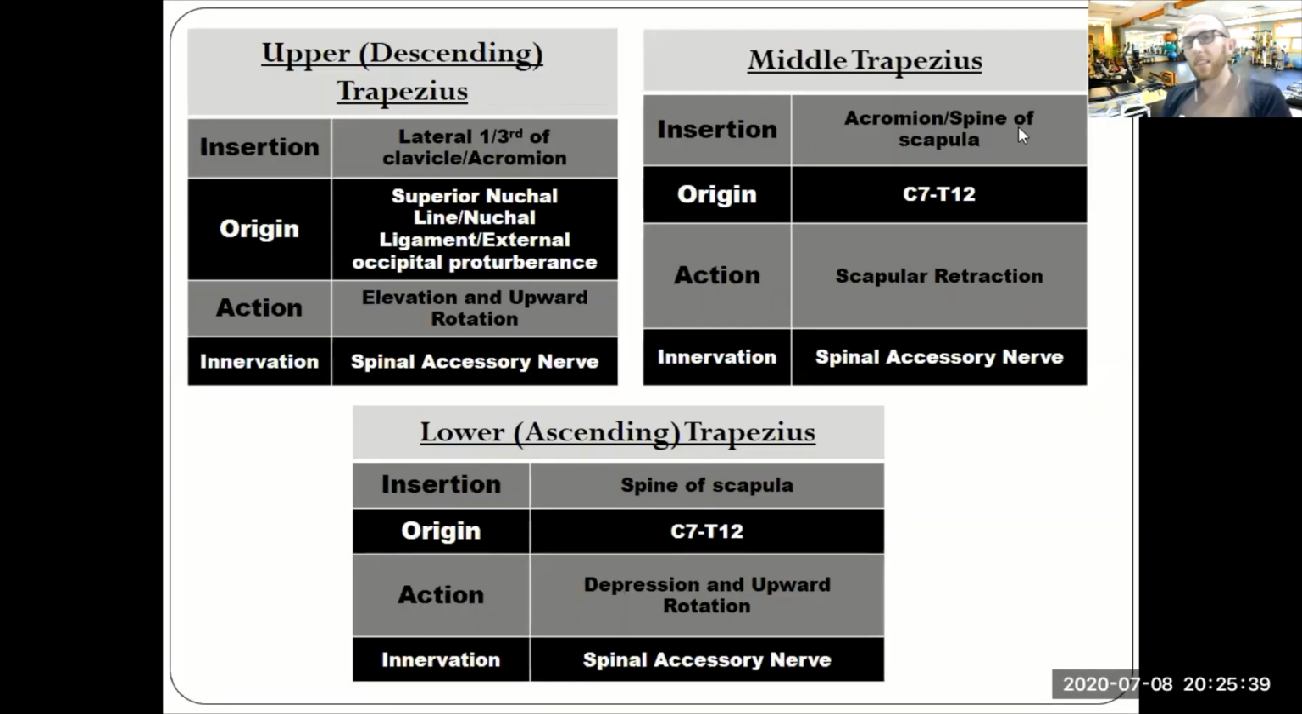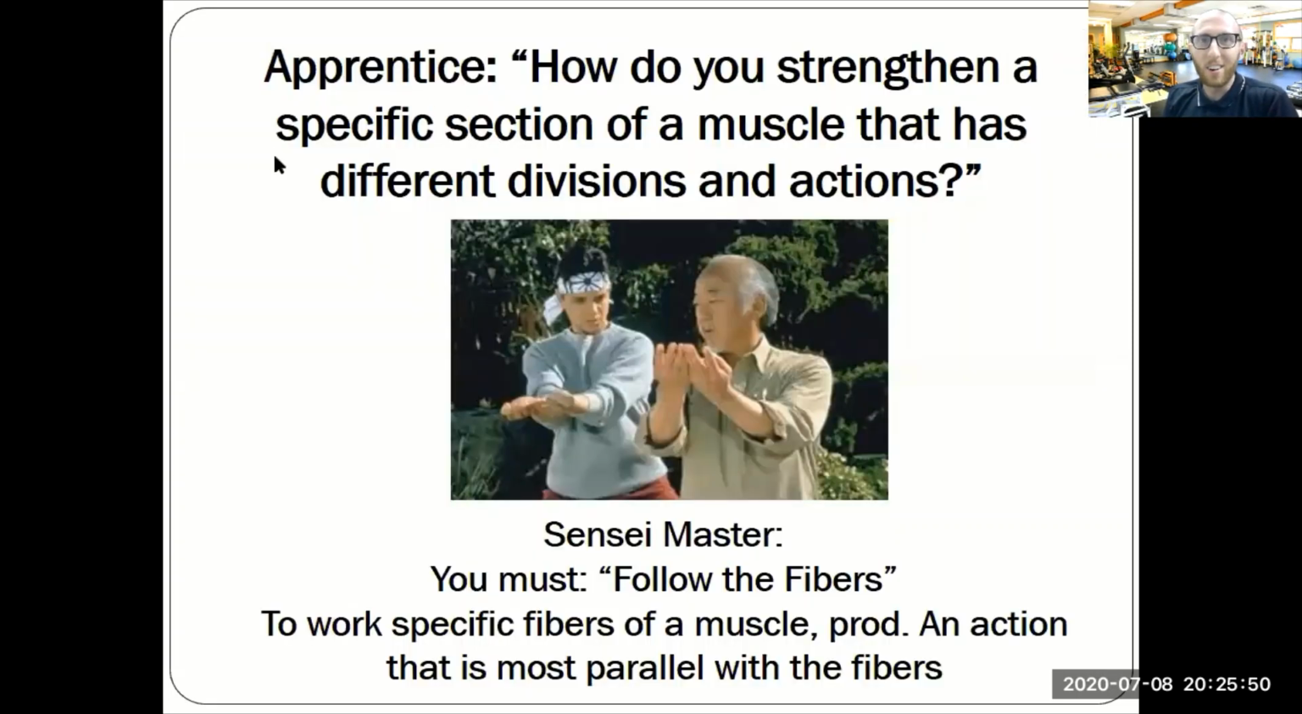All right, so you can see the origins, the insertions, the actions, the innervations, but really we want to get to how do you strengthen these muscles using the actions. So the apprentice says, how do you strengthen a specific section of a muscle that has different divisions and actions? And the sensei master answers, you must follow the fibers. So to work specific fibers of a muscle to produce that action, you want to follow the fibers and produce an action that's most parallel with those fibers.